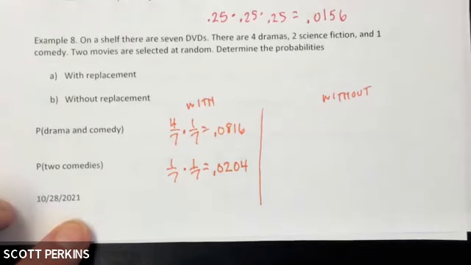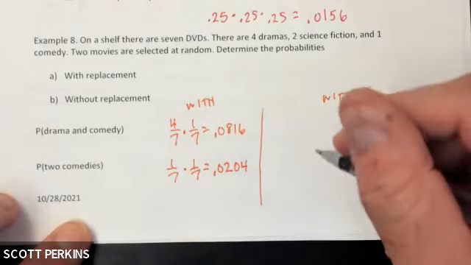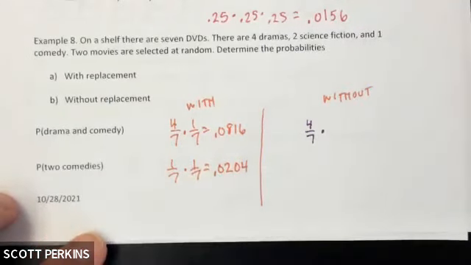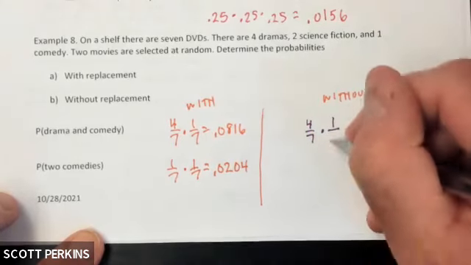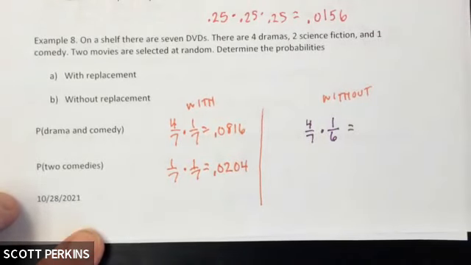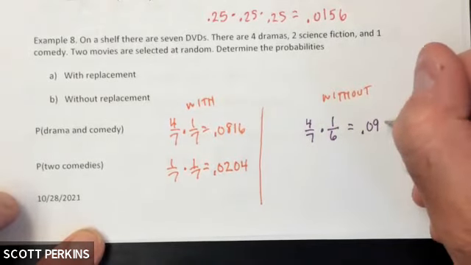All right, well, now we're just going to redo these same 2 problems. We're going to do it without replacing the movie this time. So drama and then a comedy. The probability of a drama does not change. It's 4 out of 7. What's the probability that I get a comedy if I do not replace that movie? Yeah, you have 1. You still just have 1 comedy, but now we only have 6 movies left on the shelf. So that's 4 divided by 42, and that is going to be 0.0952.